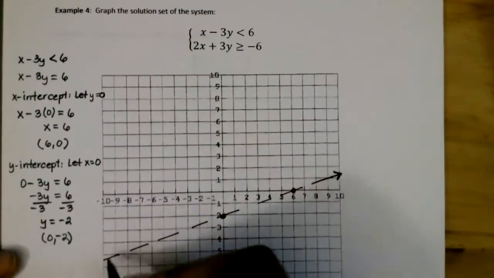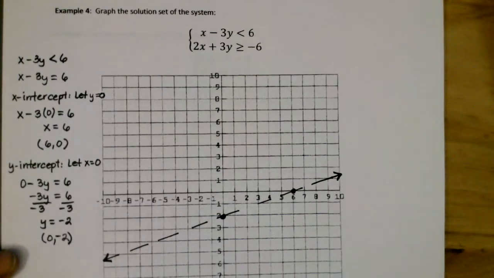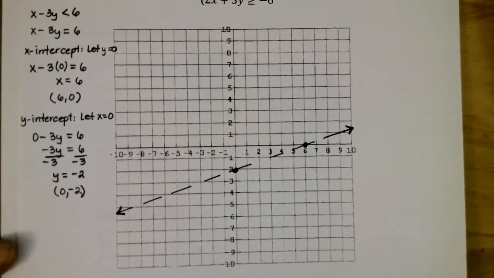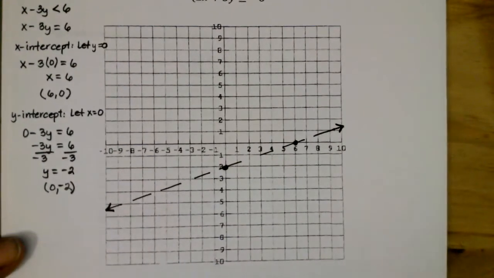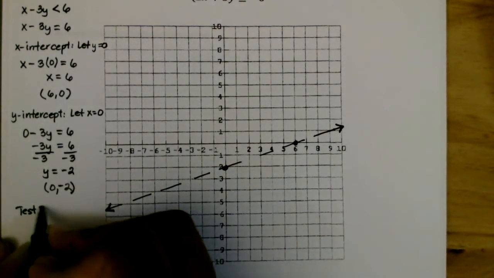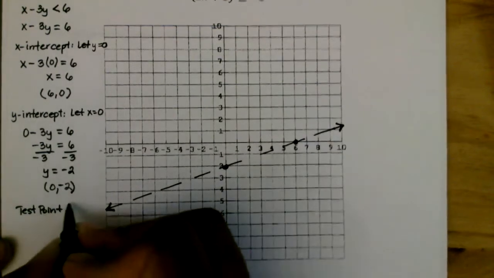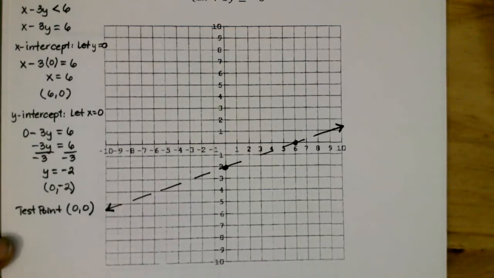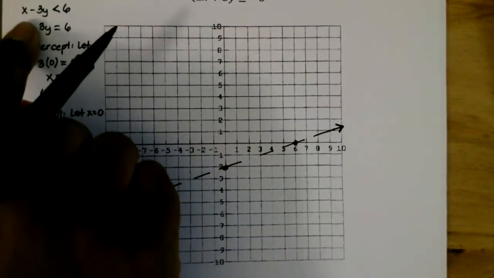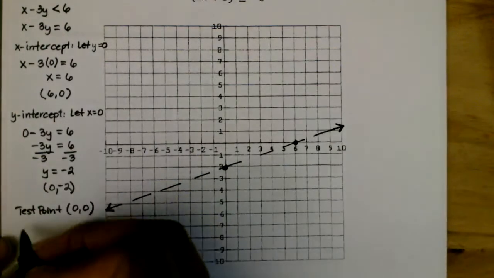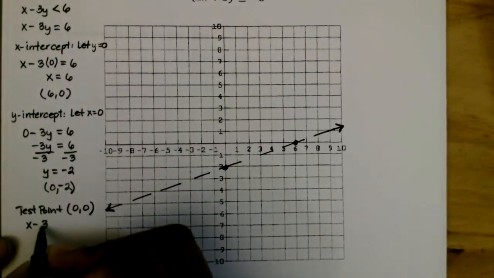Like this. And of course, I do need a test point. In this case, since 0, 0 is not on that line, I'll use that as a real good test point. And then substitute the x and the y in that equation up here, that x minus 3y is less than 6.